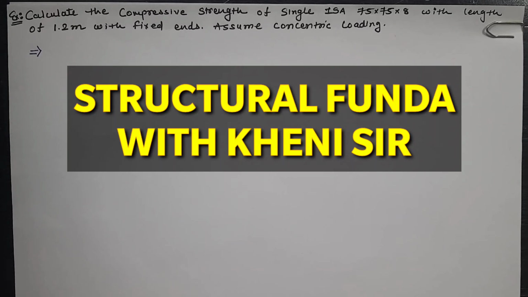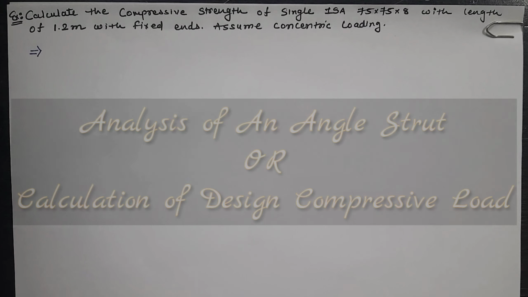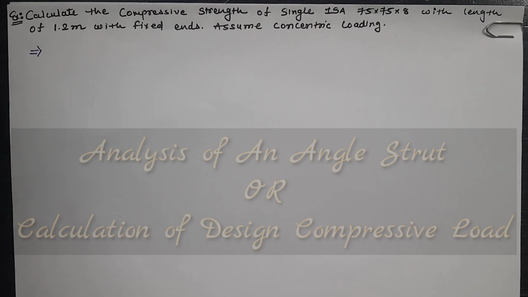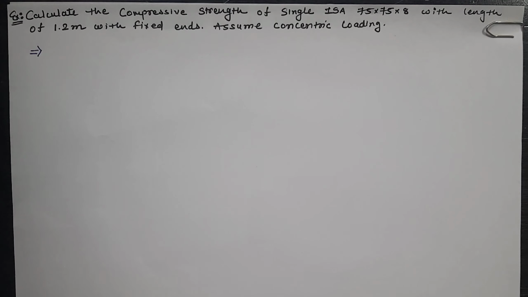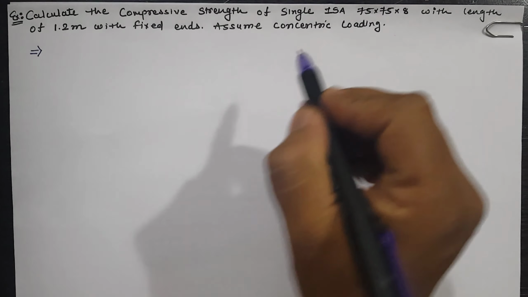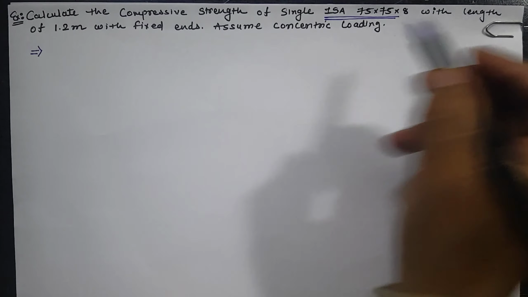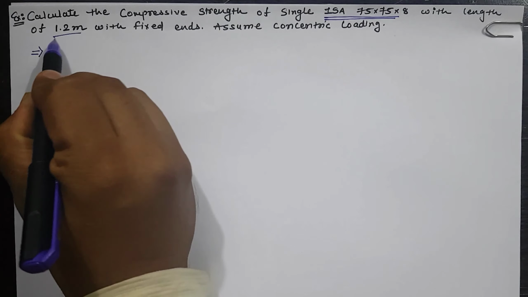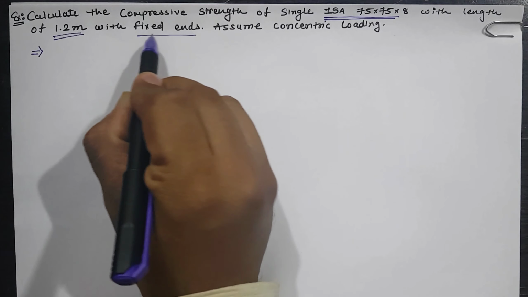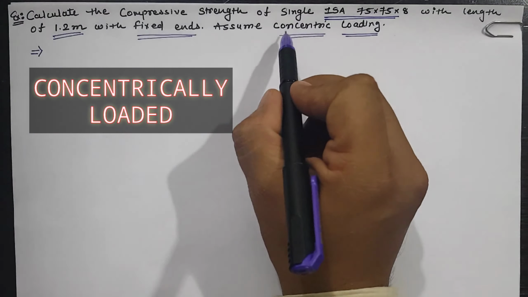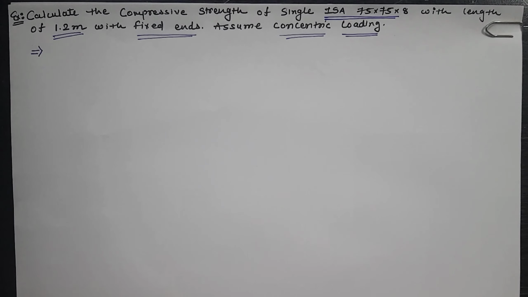Myself Ethan Kenny, and today we are going to learn how to find the compressive strength of a given ISA section with effective length of the column or strut, as well as the fixed end condition. Here we have an Indian standard angle section 75-75-8 with an overall length of 1.2 meter and fixed ends of the given strut. Another part is that we have concentric loading. It means that we have to analyze the given ISA section according to the concentric loading.